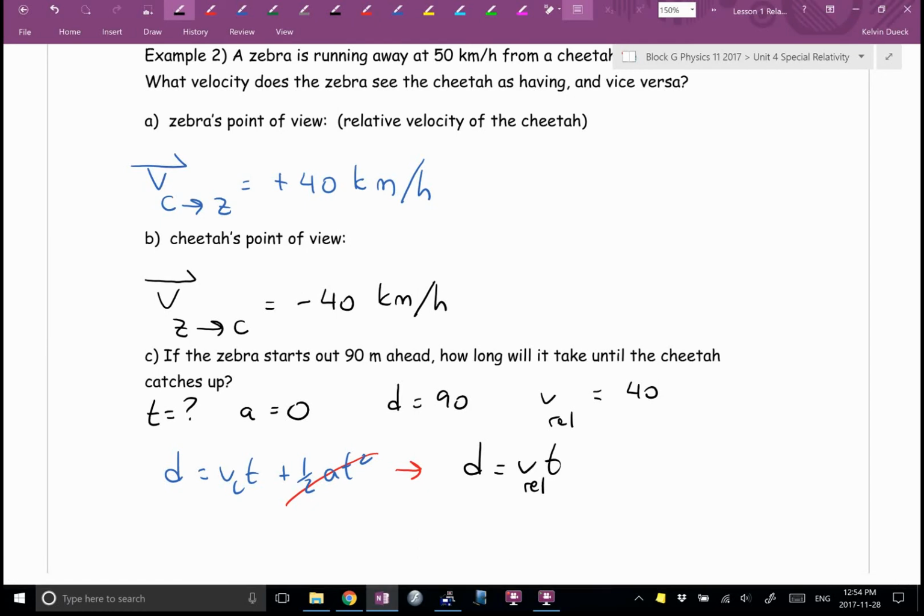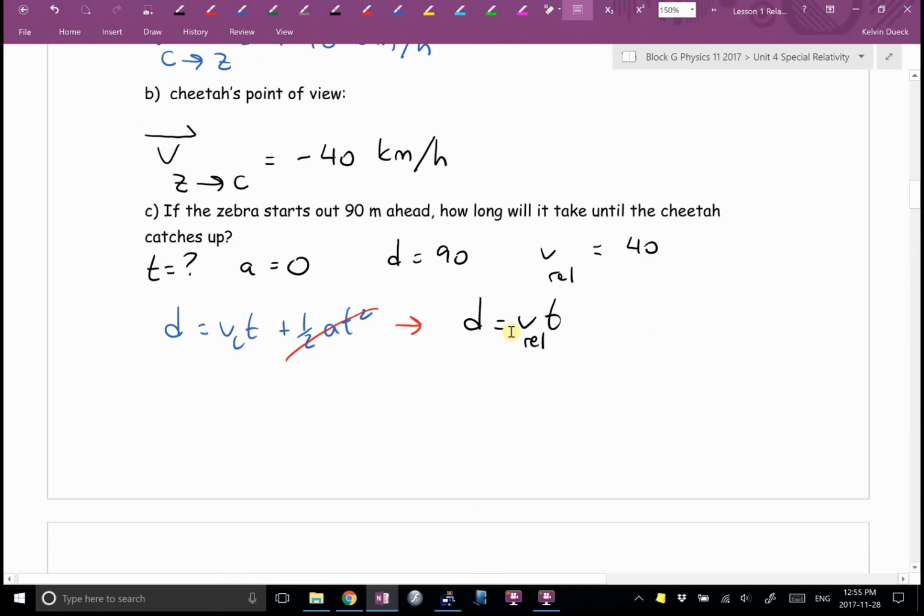Is it a new equation? No, it's d equals v_i t plus a half a t squared. A is 0. Okay, get rid of that term. And then let's clue in, if there is no acceleration, your initial and your final, and all of them are going to be the same. And if there's two objects, use relative. How do we get the t by itself? Because it wants us to find t. How do we get the t by itself? Yeah. So you're telling me the time here is going to be d divided by v rel.